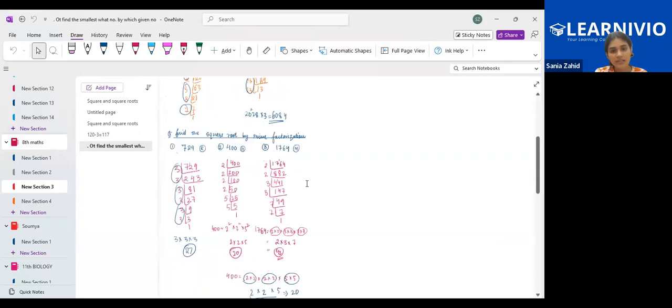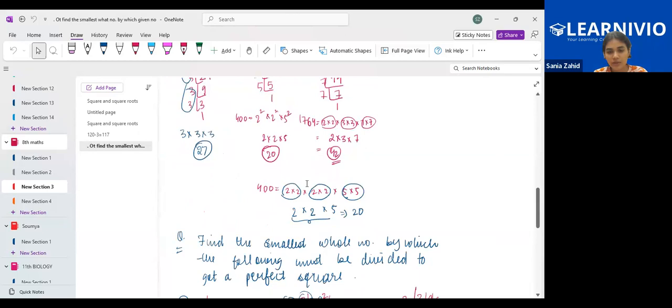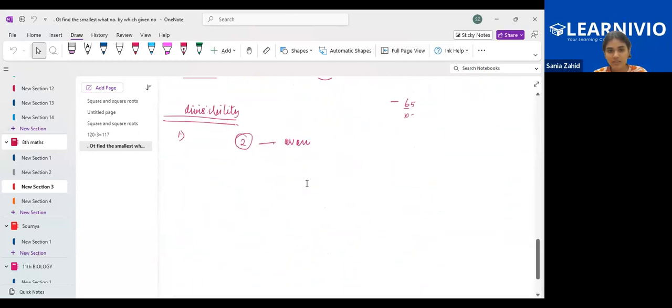Okay, children. So in the last class, till where did we complete? We completed finding square root by prime factorization method, right? I'll just check. Yes, ma'am.